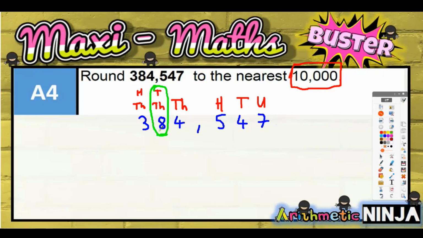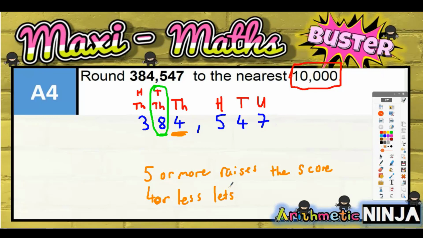So the 8 is the crucial digit. Now, you always look at the digit next door to decide what happens to the 8. So this 4 is the one that decides what happens to the 8. And if this 4 is 4 or less, we let the 8 rest. If it's 5 or more, we raise the score. And that's something that helps you to remember. So 5 or more raises the score, and 4 or less lets it rest. That's a good way of remembering it.